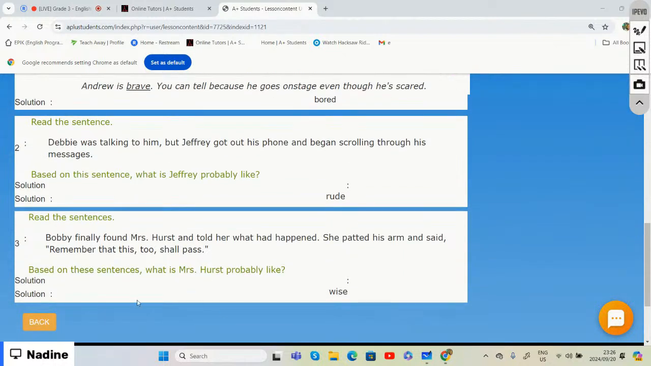So well done. Bobby finally found Mrs. Hurst and told her what had happened. She patted his arm and said, "Remember that this too shall pass." How would you describe Mrs. Hurst? What do you think she's like?